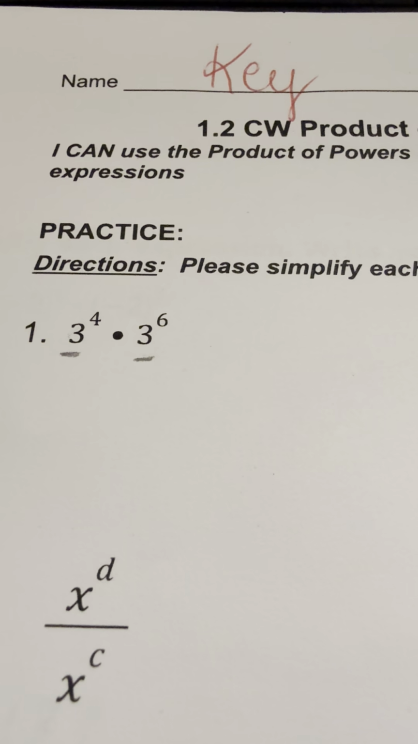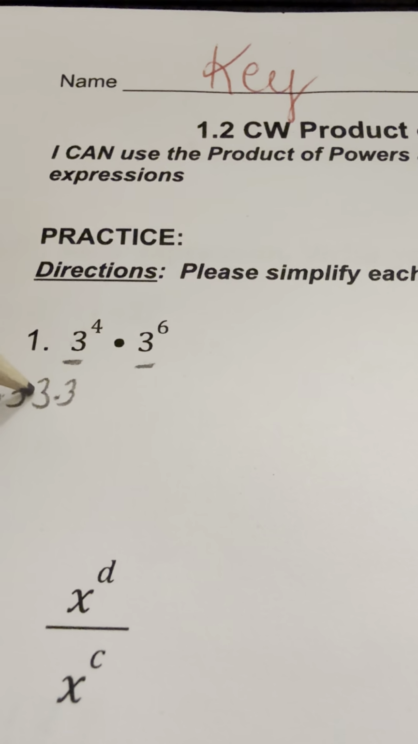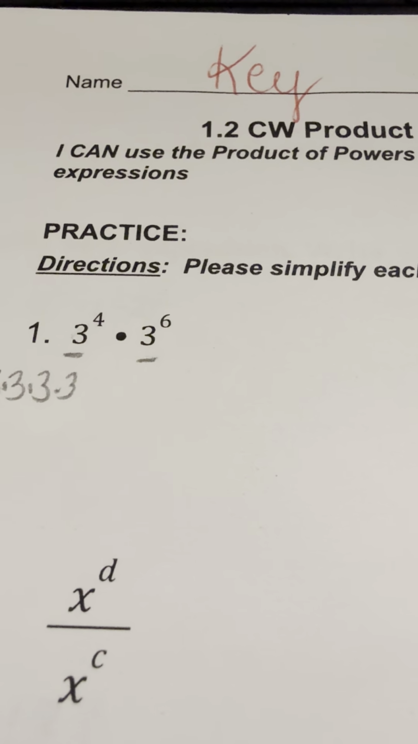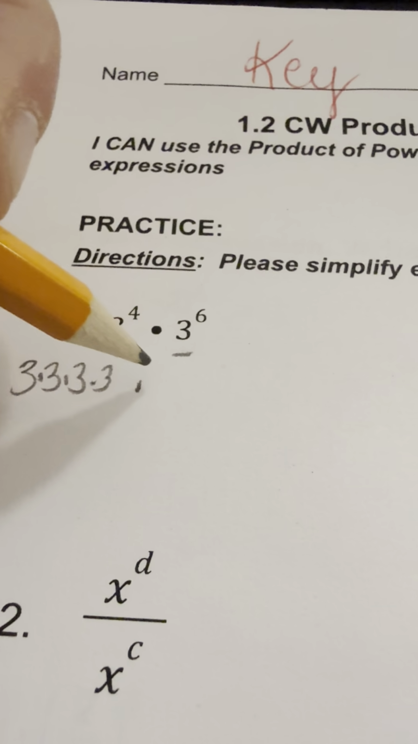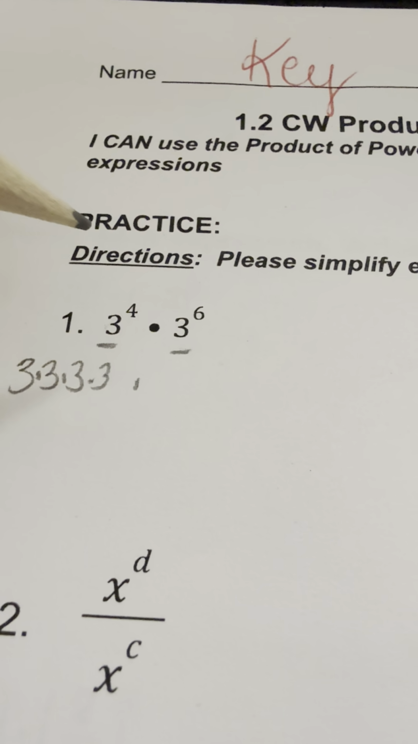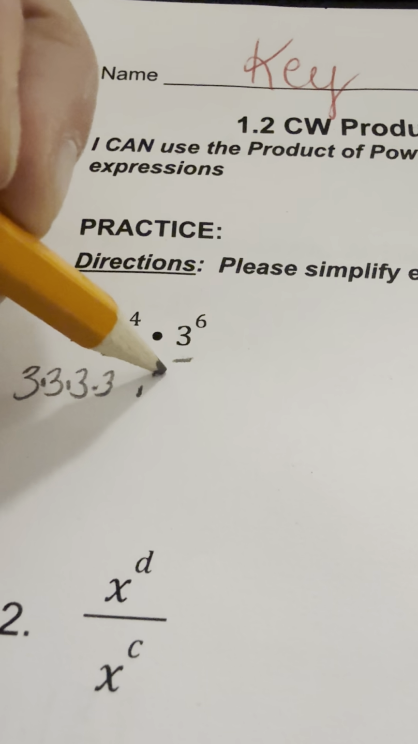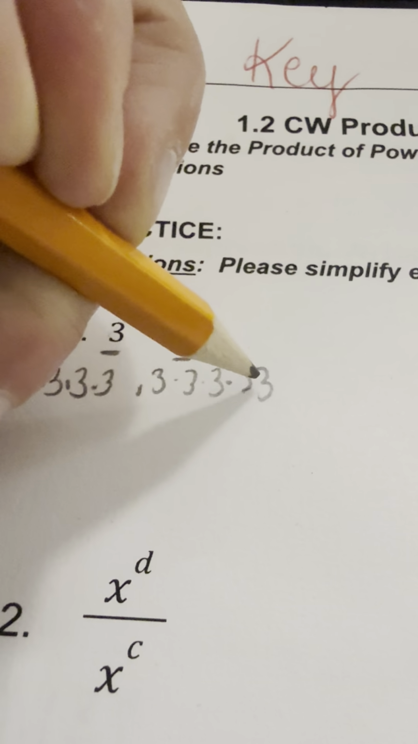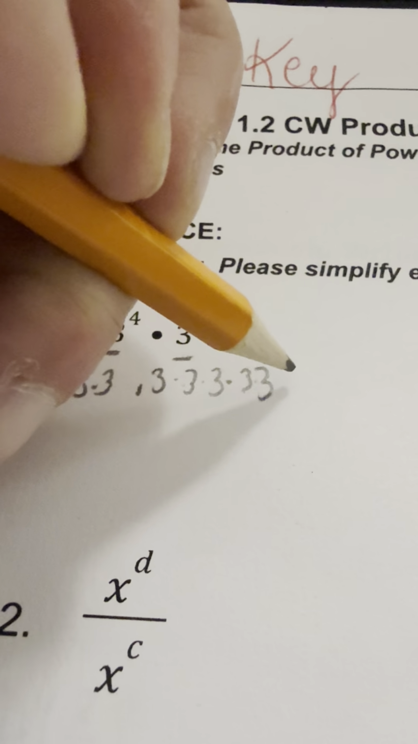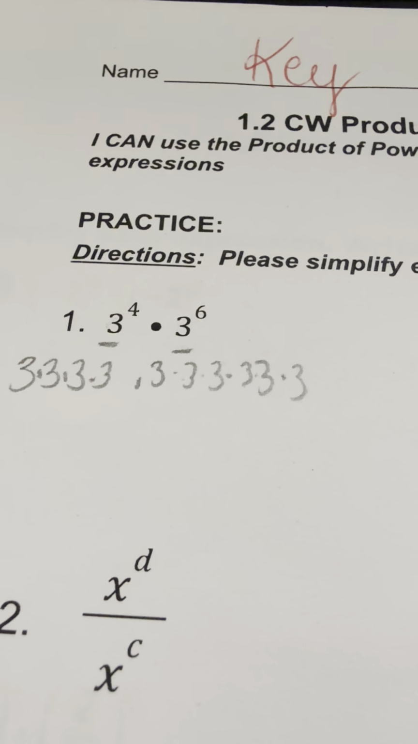So when we're doing 3 to the 4th, it's really written out in expanded form like this. These are all little dots, meaning multiplication. And then we're going to multiply over here times this 3 times itself 6 times. So you can just literally write this out in expanded form, 1, 2, 3, 4, 5, 6. And then you just count how many there are. That's one way to do it.